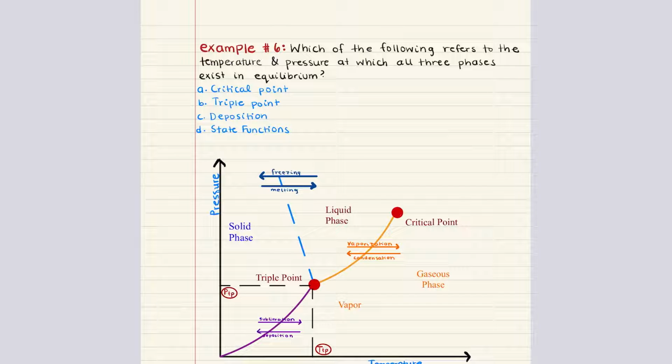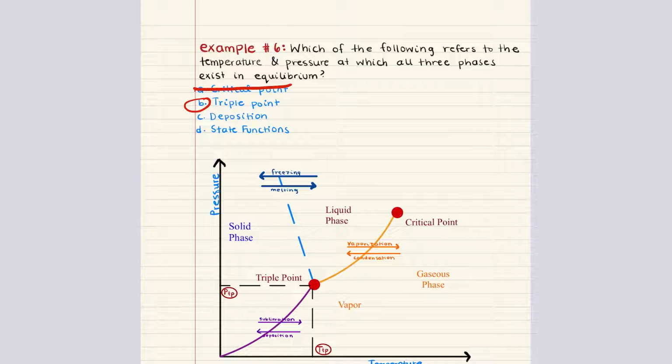Remember that the critical point is the point at which the liquid and gas phases of a substance become indistinguishable. So beyond this point, the substance exists as a supercritical fluid. This is not what the problem is asking. We can go ahead and eliminate this answer choice. B says triple point. This is the point at which all 3 phases, solid, liquid, and gas, of a substance coexist in thermodynamic equilibrium. This is exactly what this problem is asking, and B is the correct answer.